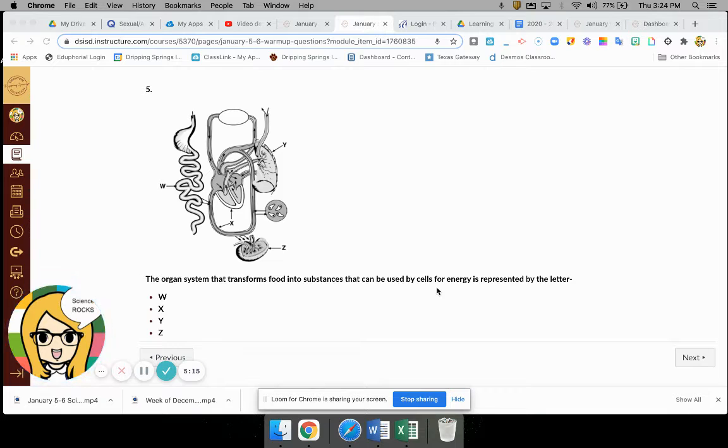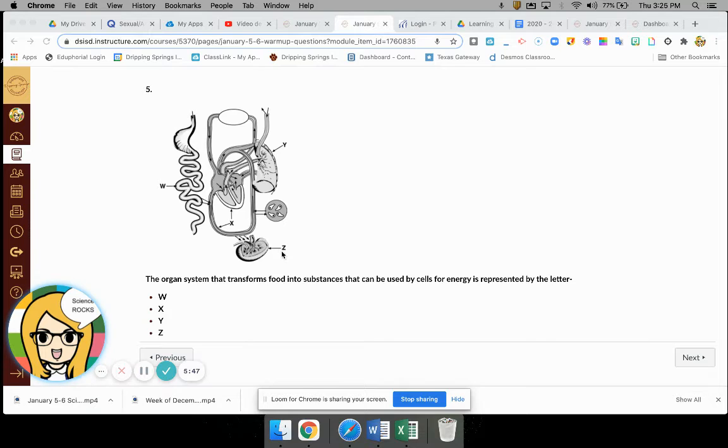So that would be the digestive system. So which one of these, W, X, Y, or Z, is the digestive system? So let's just start over here. Y, there's a lung, and it's connected to the heart, so that would be the respiratory system. Here is X, that is showing the heart and the vessels going to the brain, the lungs, the rest of the body. That would be the circulatory system.